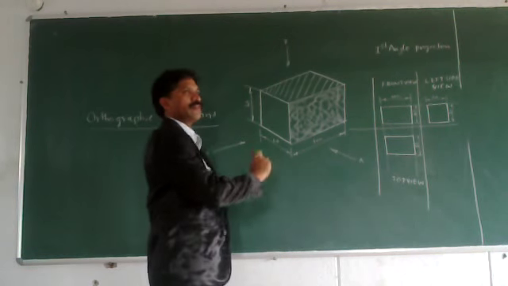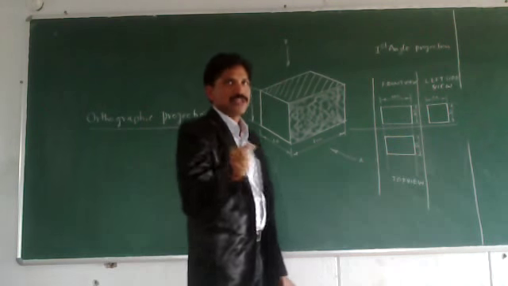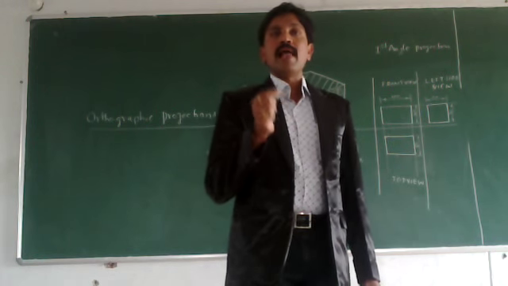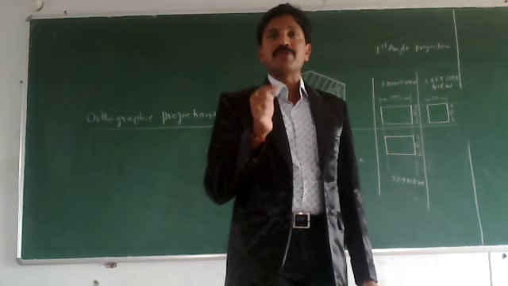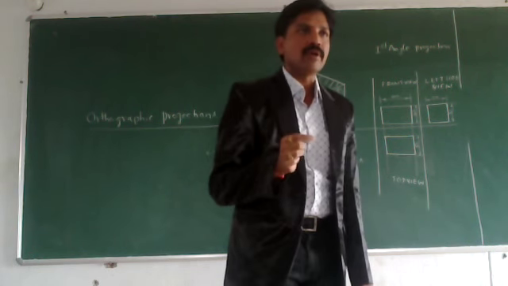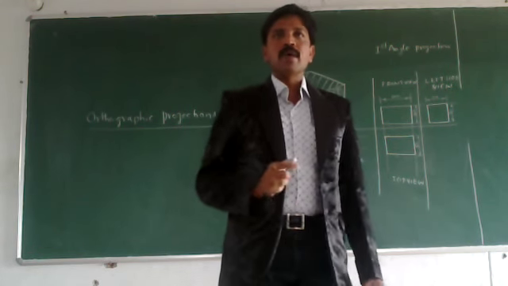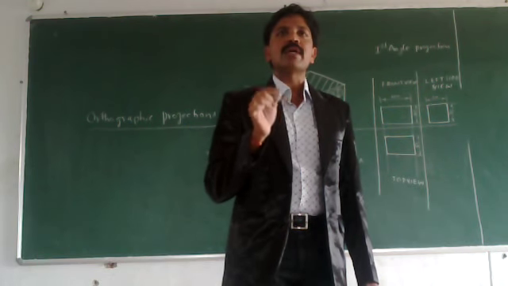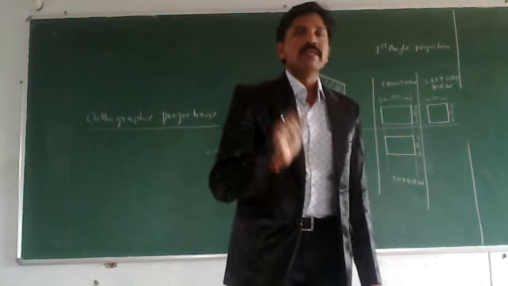So this is nothing but the orthographic projection. There is a definition as well. The definition is: the projections made by the lines of sight on the plane of projection are called orthographic projections. Once again, the projections made by the lines of sight on the plane of projection are called orthographic projections.